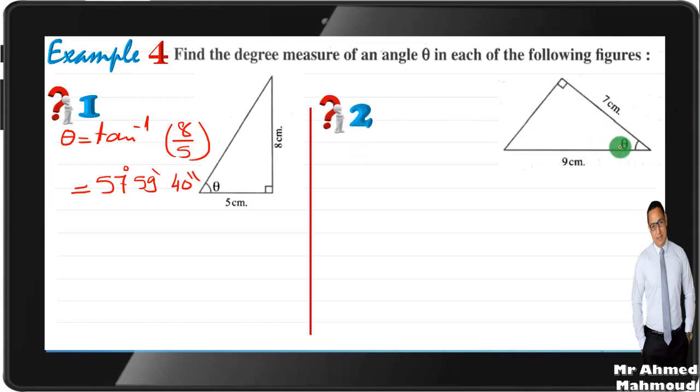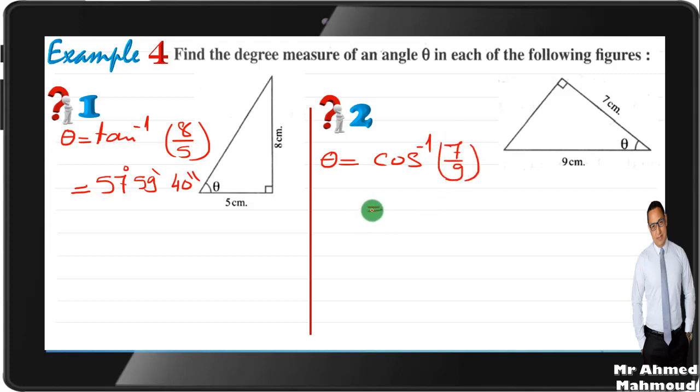By looking at theta, this is a right angle triangle. 7 is the adjacent and 9 is the hypotenuse. Okay, so adjacent and hypotenuse, it's cosine theta. So I will find theta by using shift cosine. Shift cosine 7 over 9.